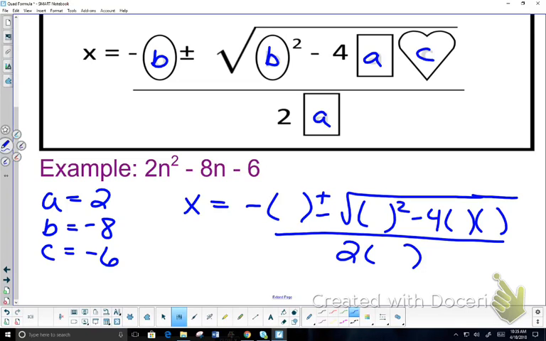Yes, ma'am. My first 2 parentheses are b. So what's b? Negative 8. Does everybody know why it's b? Yes. Everybody can relate it back. Here's a b, here's a b. So b equals negative 8, so I'm going to plug in negative 8 in my first 2 parentheses. These 2 parentheses are both what? A. And what did a equal? 2. And everybody know where it came from? Yes. Okay, so we can put in 2.